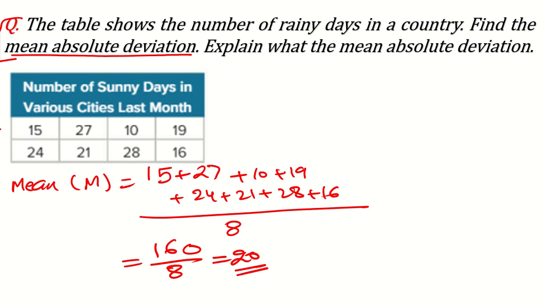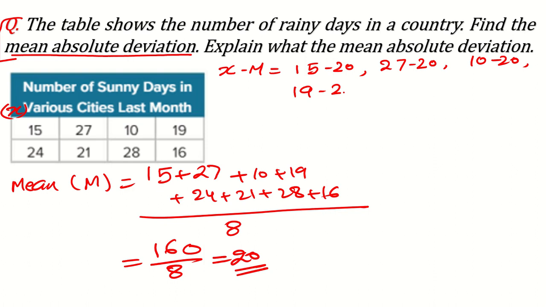I am taking all these values as x. So x minus m. What will it be? It will be 15 minus 20, and then 27 minus 20, 10 minus 20, 19 minus 20, and then 24 minus 20, 21 minus 20, and then 28 minus 20, and last it will be 16 minus 20.